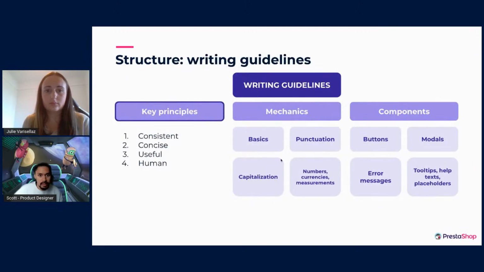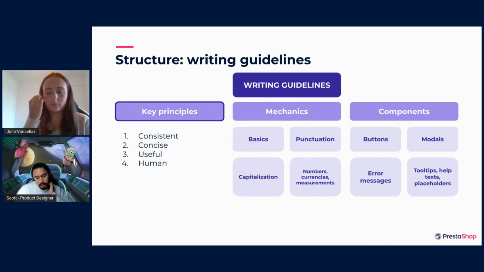Moving on to the second section, which is writing guidelines. Here we have three different pages. The first one is about the key principles that need to be followed by the community, all of the contributors. The first key principle is that the text and the words need to be consistent. Please use the same action verb. The second one is to be concise. The third one is to be useful, and lastly, to be human.